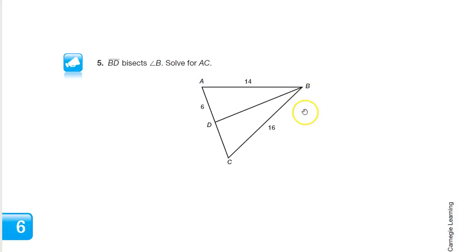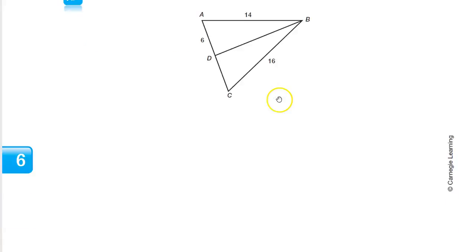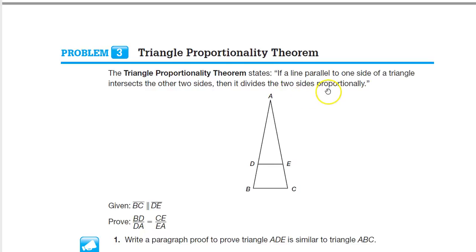And then this is really straightforward: 6 over 14, x over 16. So just some exercise problems that you're going to work on.